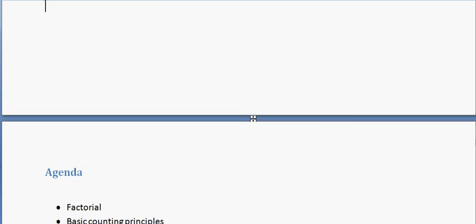I hope that your preparation is really going on very well, right? So we have already done one session on permutation and combinations. This would be our second session. After that, we would have one more session on permutations and combinations.